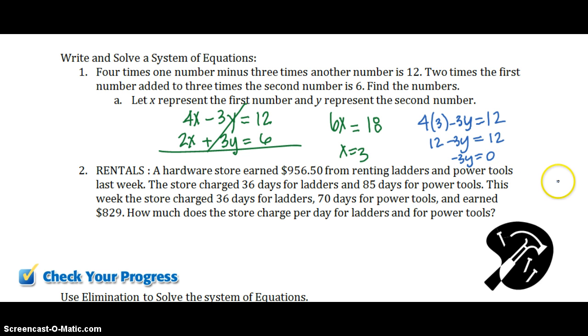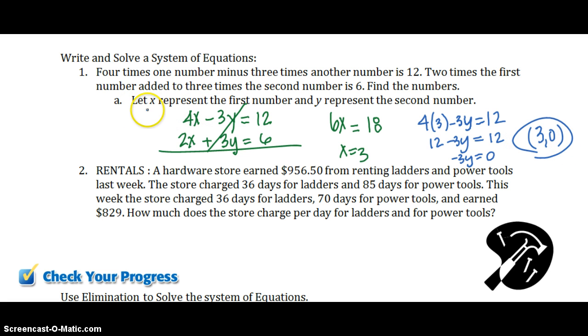So the point where those intersect is at (3, 0). Those would be the two numbers. It says find the numbers. So 3 and 0 are those two numbers.